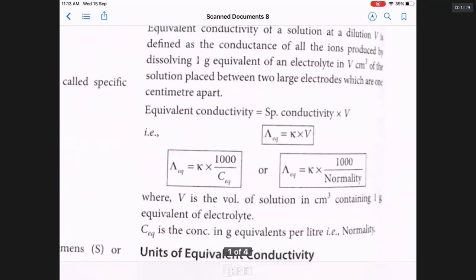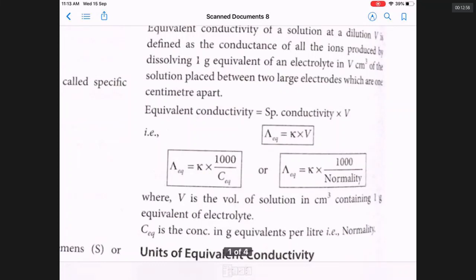Wherever only the n-factor is 1, the equivalent conductance is equal to the molar conductance. Equivalent conductance is equal to Kv, and Kv is equal to K into 1000 by normality. You should be very cautious about the units of K. Units of K should be Siemens per centimeter. If you are taking Siemens per meter, you have to change it to Siemens per centimeter.